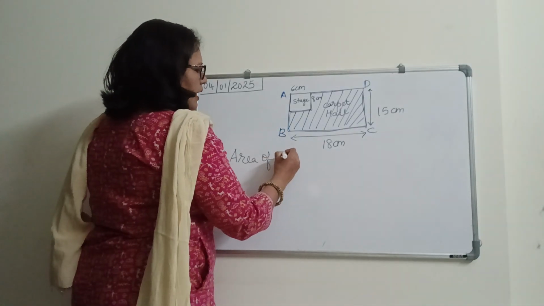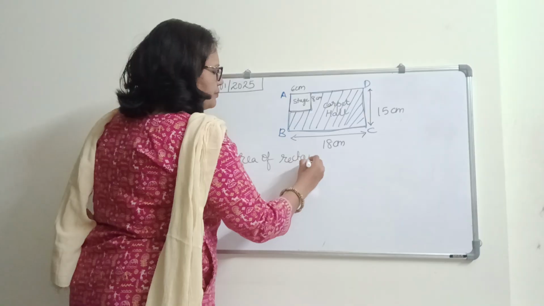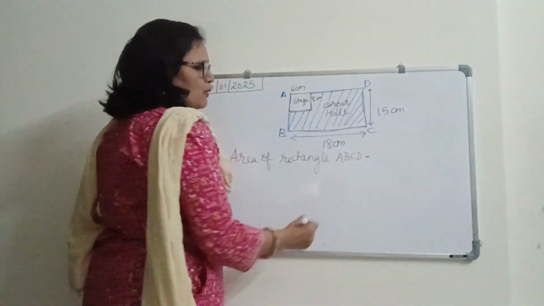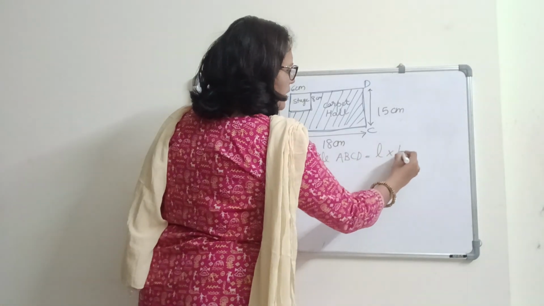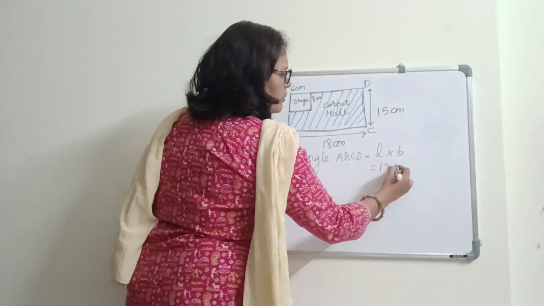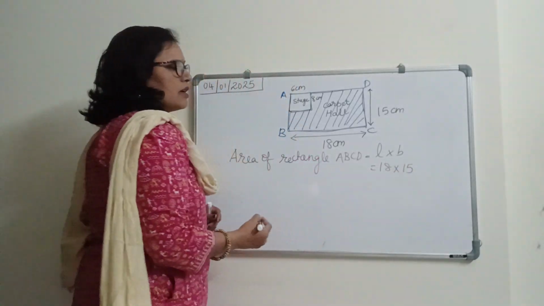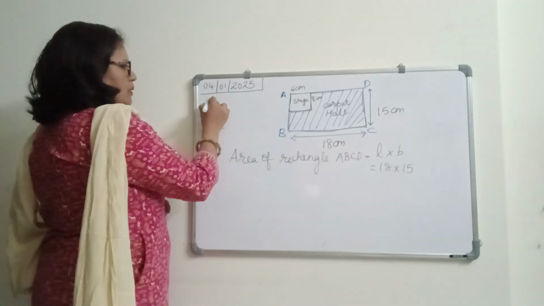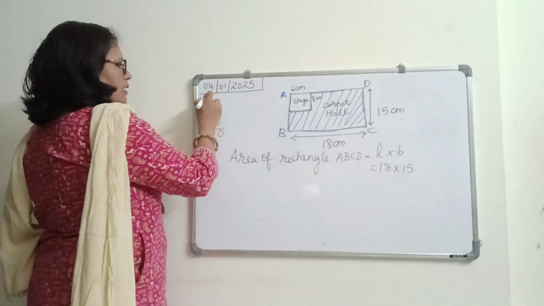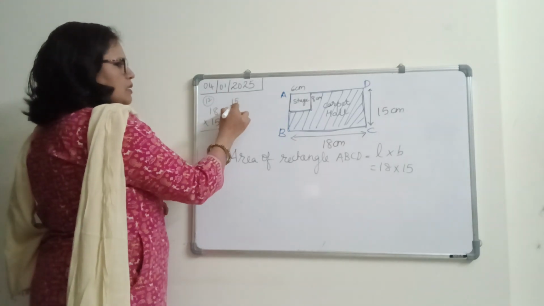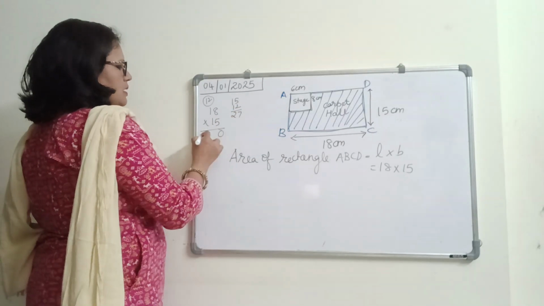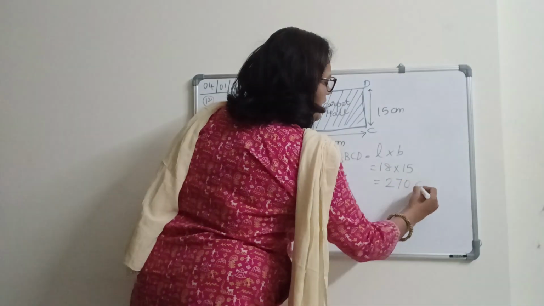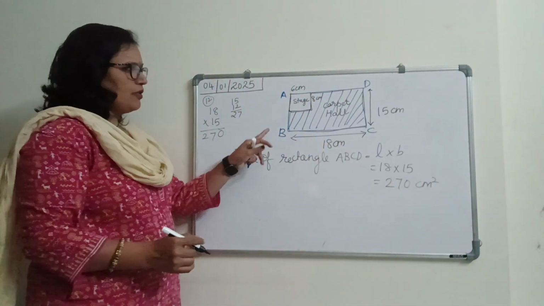Area of rectangle ABCD. So what is the formula here? L into B. What is L here? 18 centimeter. What is the B here? 15 centimeter. So 18 multiplied by 15. 15 8s are 120. So 0 here, 12 carry. 15 ones are 15 plus 12, so it is 270. So we got here 270 centimeters square, the area of ABCD.